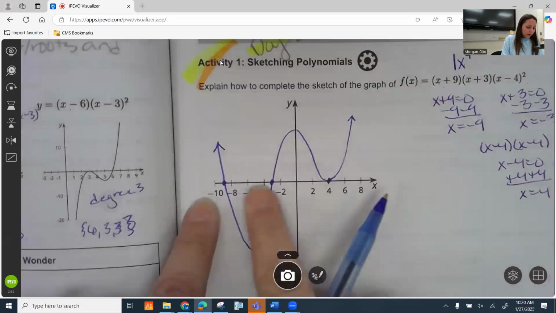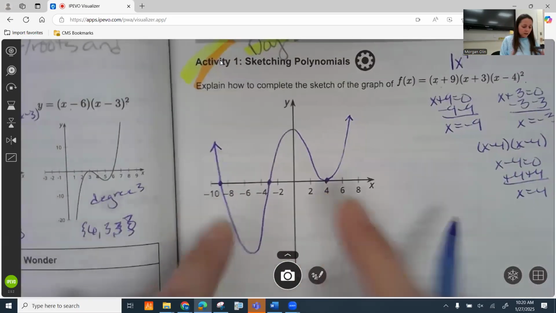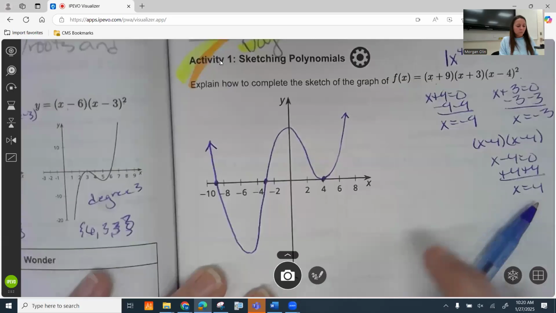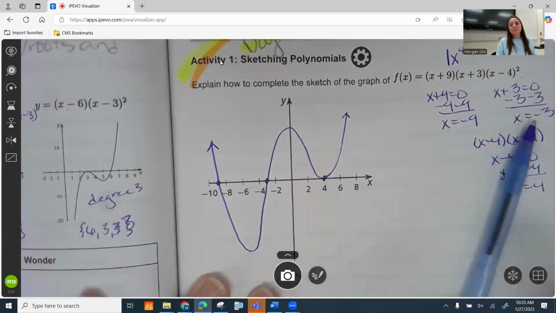Know how to find the roots, what a double root looks like, and such, as well as a triple root. But we want to focus a lot more on double roots.